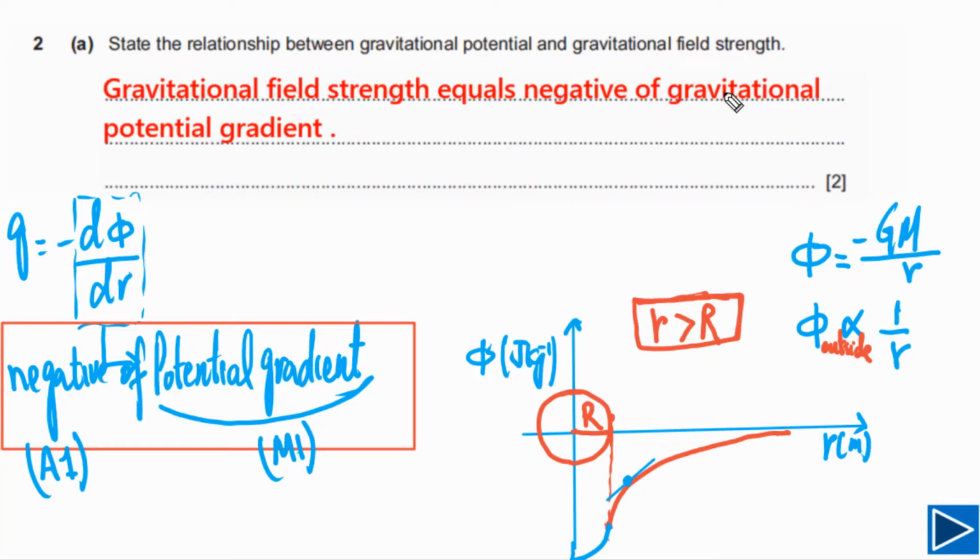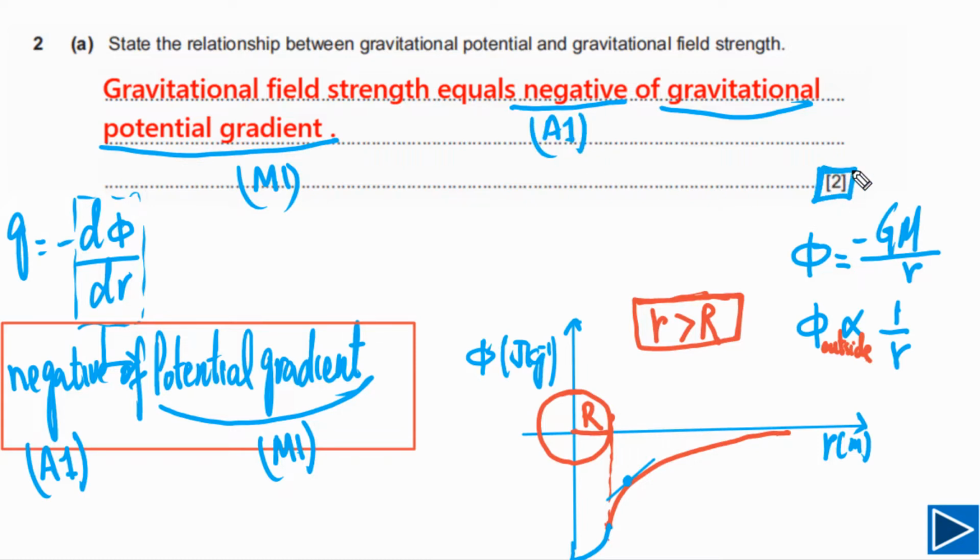As you can see, in this case, I have mentioned gravitational potential gradient. If you have written this one, you will get 1 mark, and if you have also mentioned negative, you will get the second mark. And this question has only 2 marks.